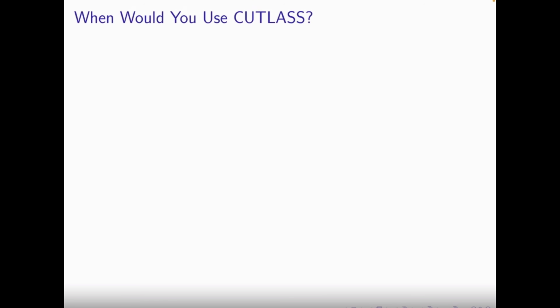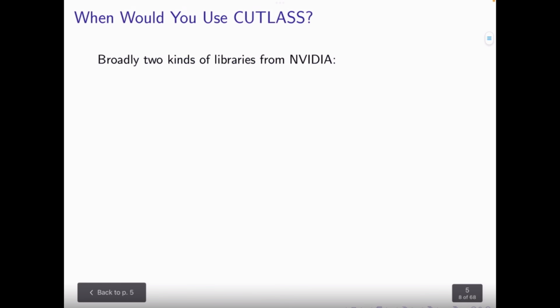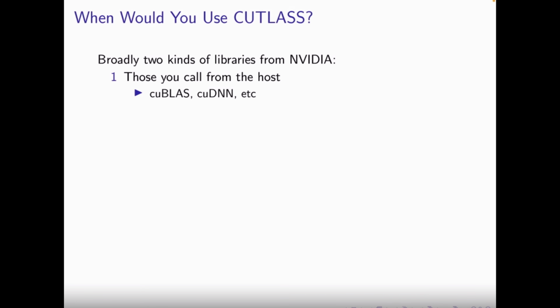Well, if you're writing a pretty straightforward linear algebra computation that people have done thousands of times before, you probably don't want to reach for CUTLASS. You probably want to reach for something like cuBLAS. So it's worth dividing the libraries that come from NVIDIA into two parts. The first part, the somewhat more user-friendly part, are the ones that you just call from the host, so you don't have to write any kernel code yourself. These are things like cuBLAS, cuDNN, and they're very customizable. You can do a lot of things with them, and you just call them straight from the host.